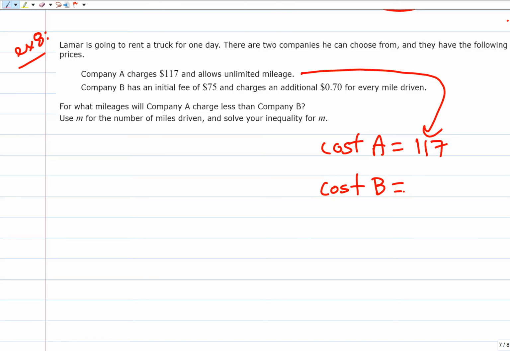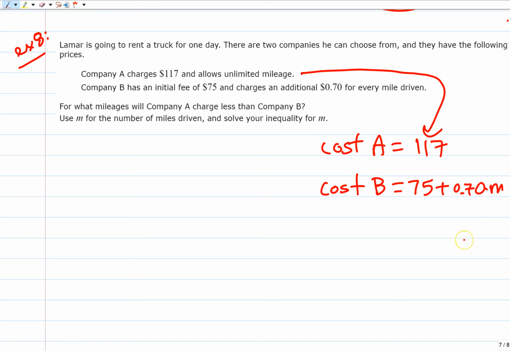What is our cost for plan B? This follows one of the models that we had earlier, right? So it's $75 plus, what? It's not just 70 cents, it's 70 cents per mile. So I do that times m.